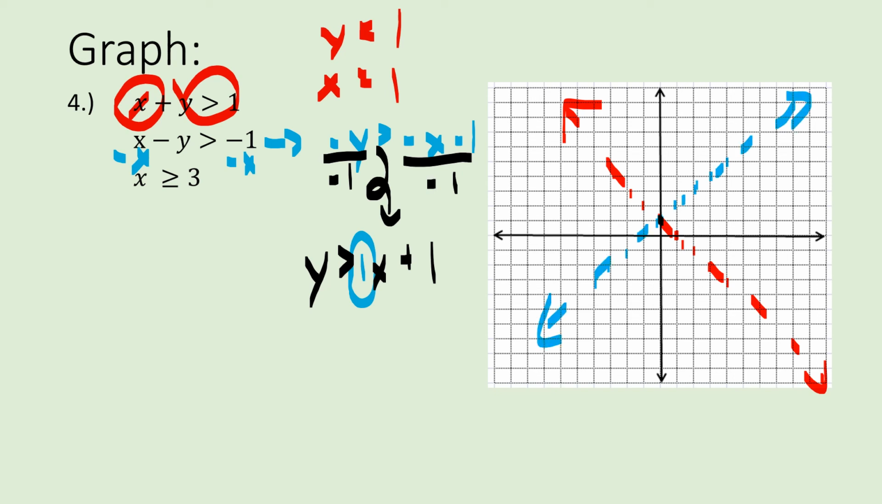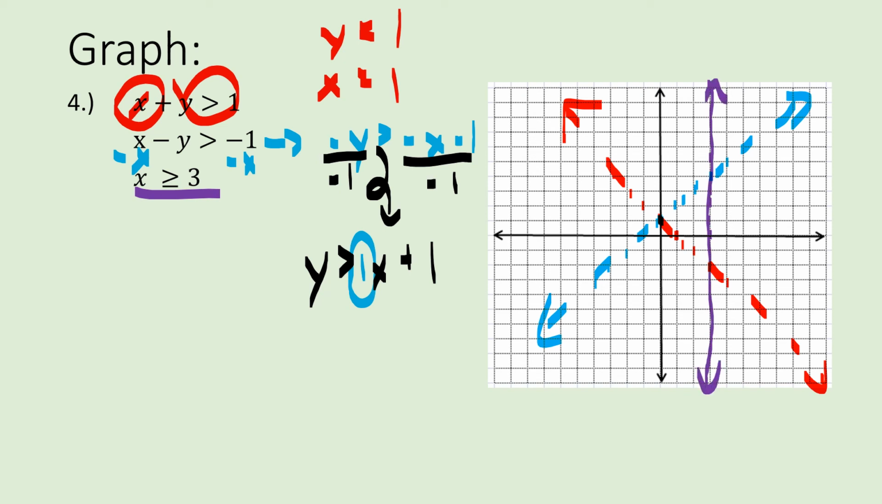Lastly, we have x is greater than or equal to 3. This is going to be the vertical line at 3. It's where x is always equal to 3. All these points here, x equals 3. This one is a solid line. All right, those are our 3 lines drawn.